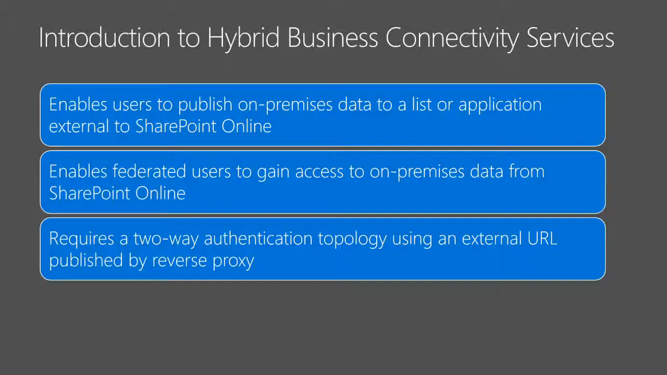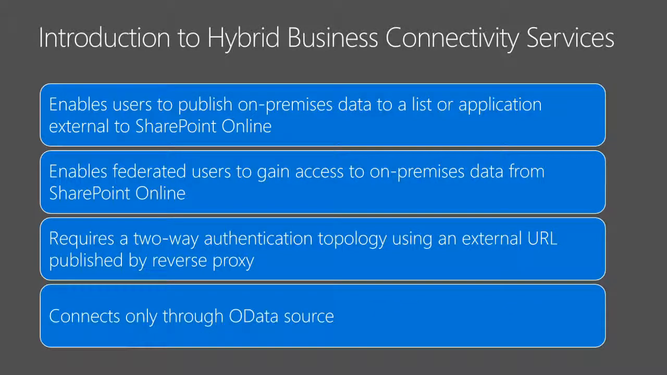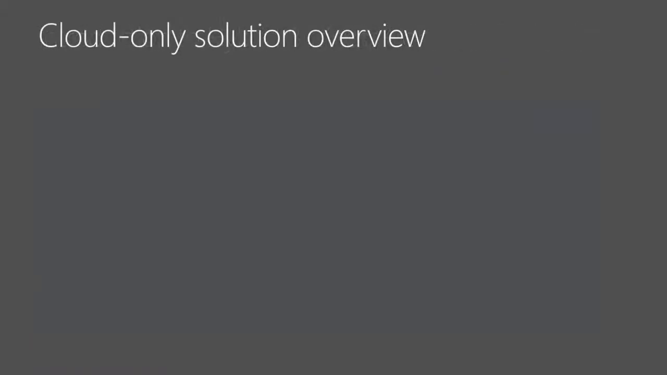The topology that must be configured was demonstrated earlier on one of the slides that Manas showed, and this is what we call the two-way topology, where SharePoint Online trusts our on-premises environment, and our on-premises environment trusts SharePoint Online. Finally, we can only use an OData source, just to reiterate that point.